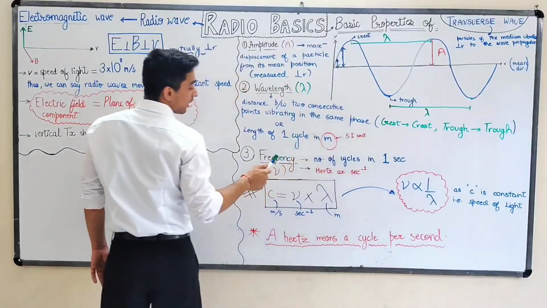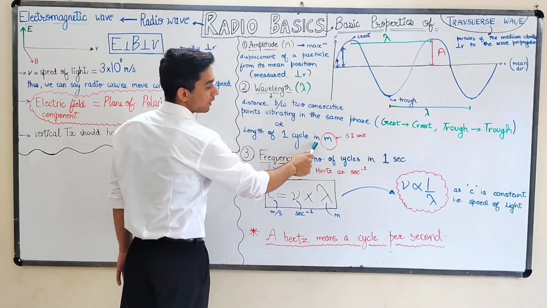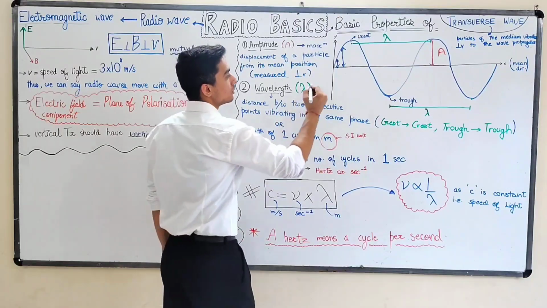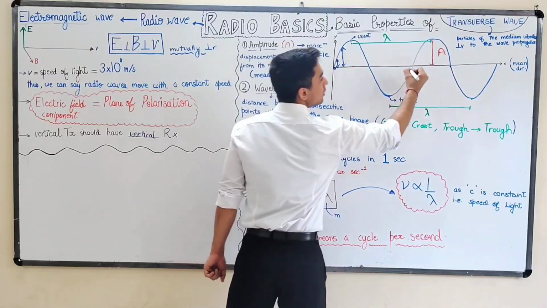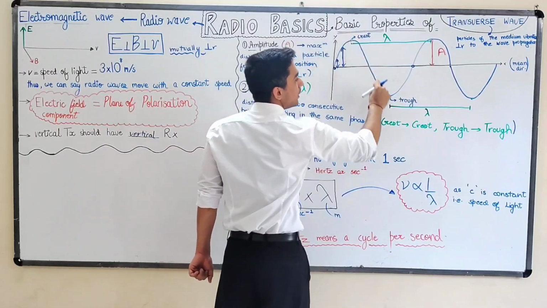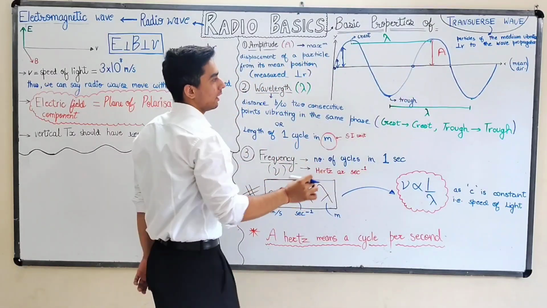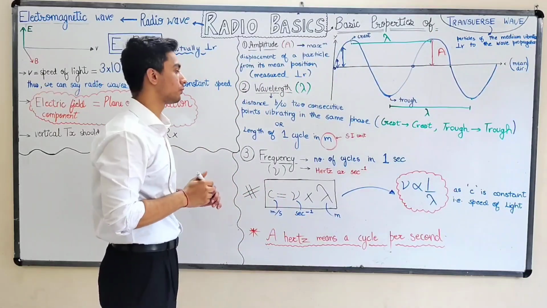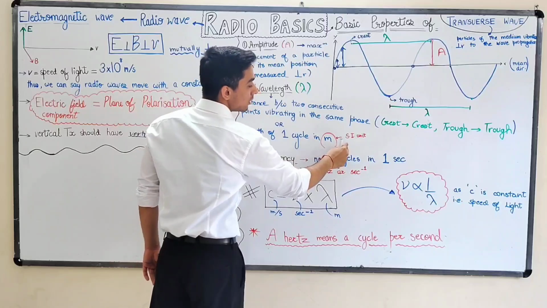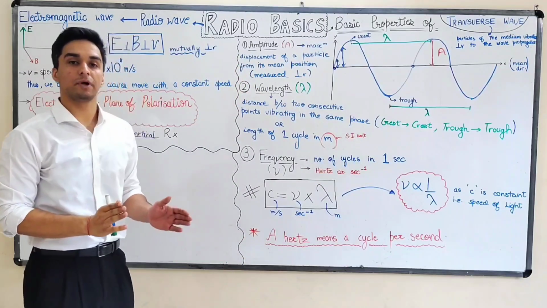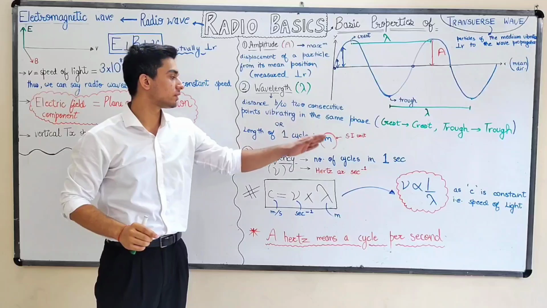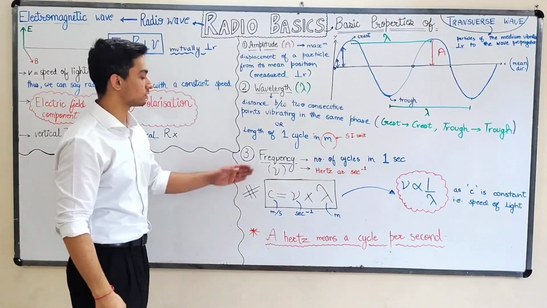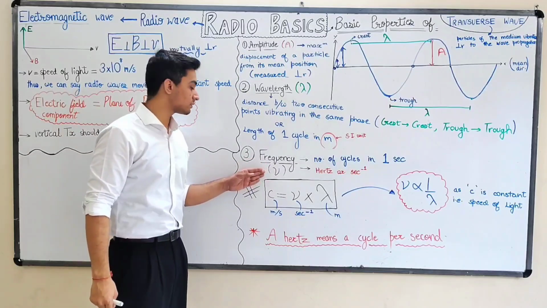It can also be defined as length of one cycle in meters. How do we define a cycle? Cycle is a repeating unit. So from this point to this point, you can see it's one complete cycle, and it will repeat again and again to form a wave. In meters is written with red pen because the SI unit of wavelength is meters. Moving ahead to the third definition, that is frequency, symbolized as nu.